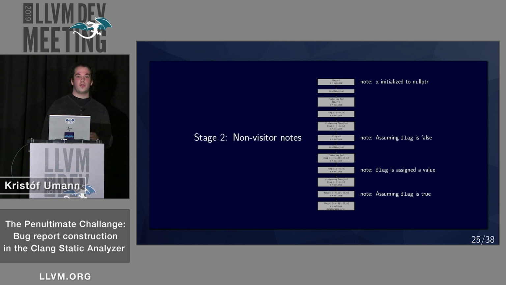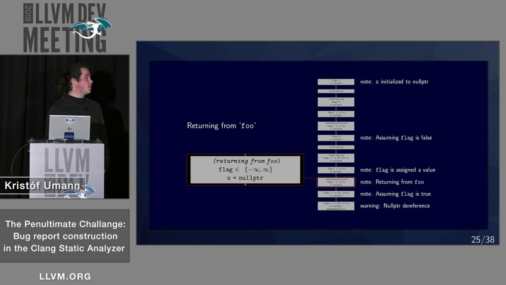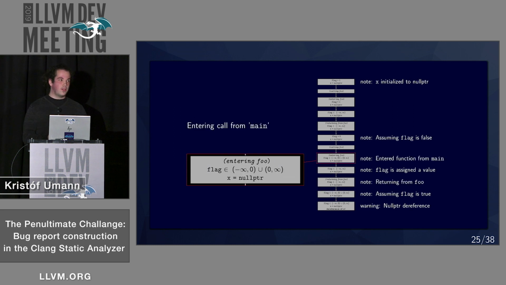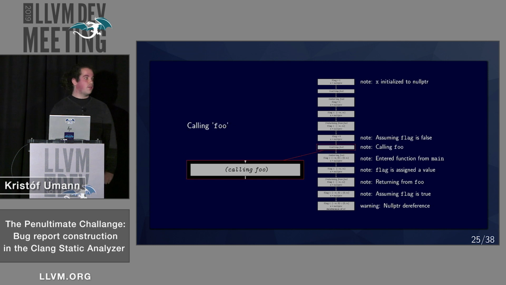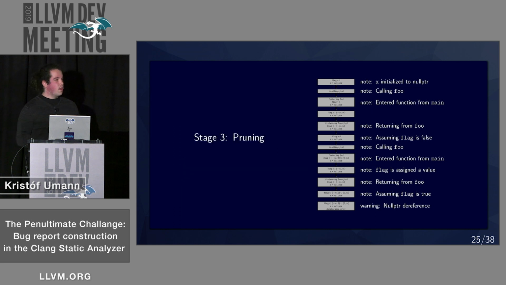Now, after this is done, we are collecting in the second stage all the auxiliary nodes. For example, the retrieval of the warning message from the checker, describing events such as returning from a function, entering a function, or calling a function. And the same thing happens here as well. After this stage is concluded, we are basically done with diagnostics construction.